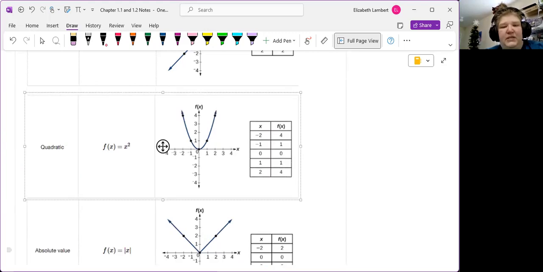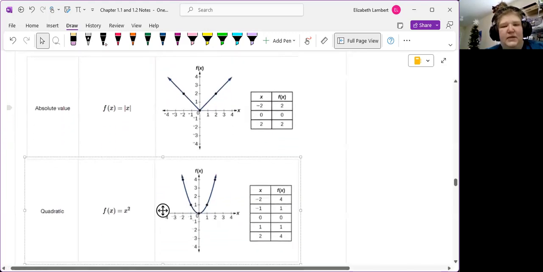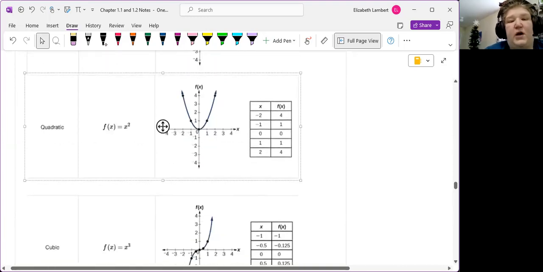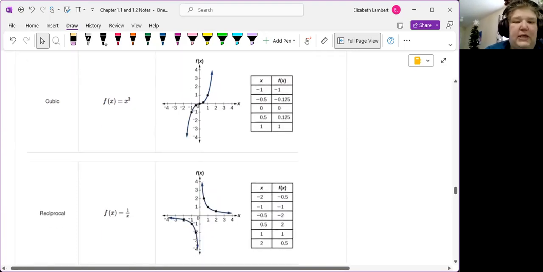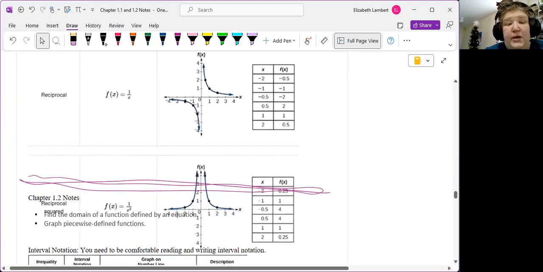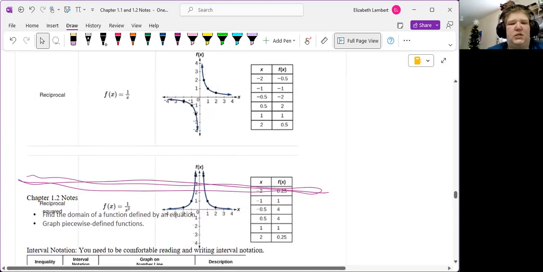Oh, I did not mean to do that. There. All right, then we have our quadratic. Very normal, makes a U, cubic, the reciprocal and reciprocal squared functions.